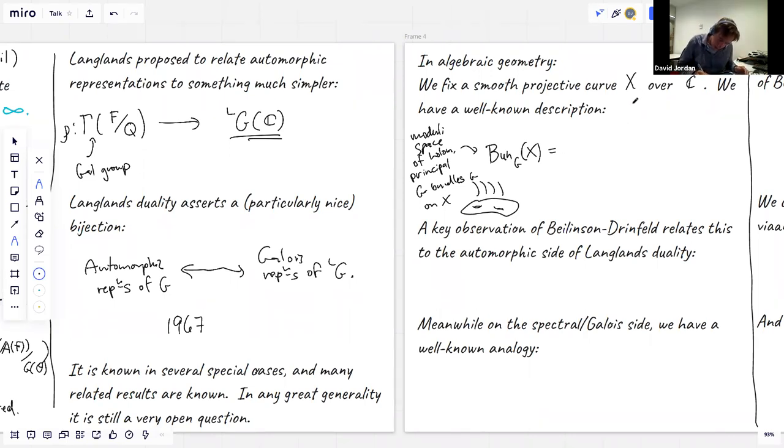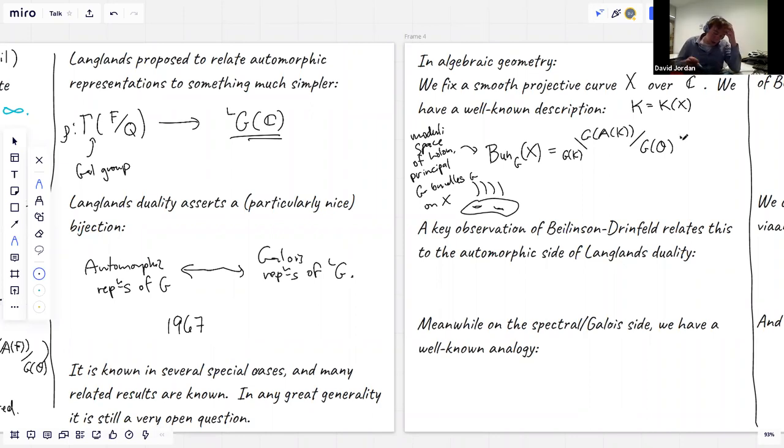So if I let K denote the rational functions on my algebraic curve, then Bun G of X can be written in a very similar way. So I take G of the adels of K, I quotient by G of K, and then I also quotient by G of O. Okay.